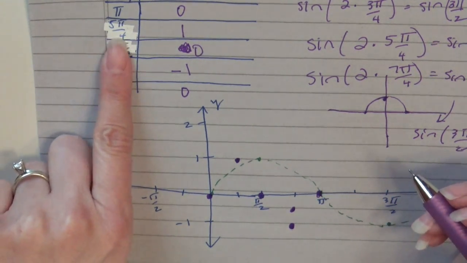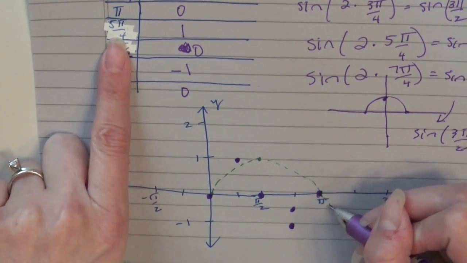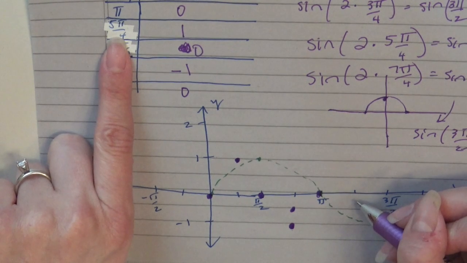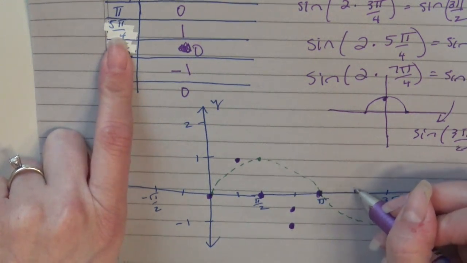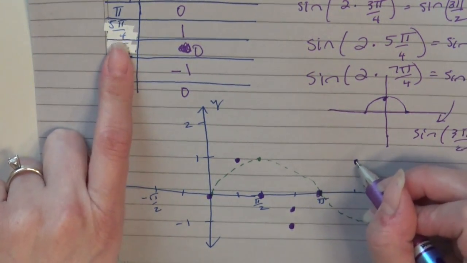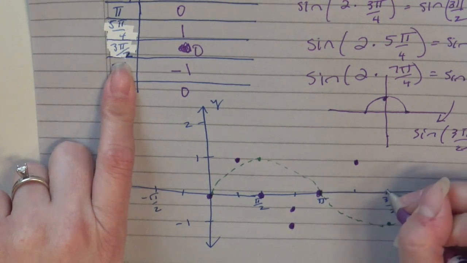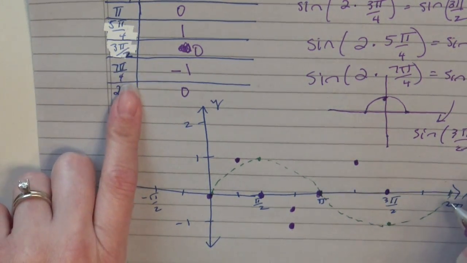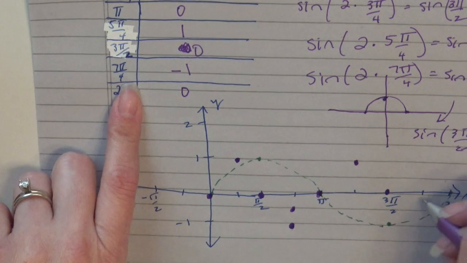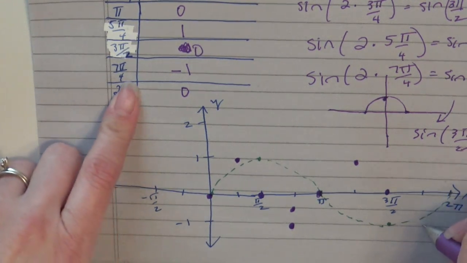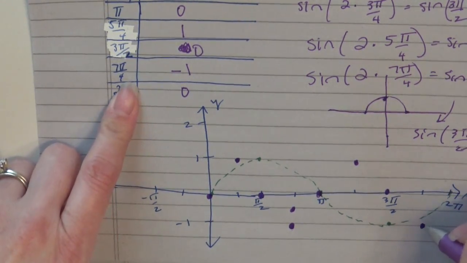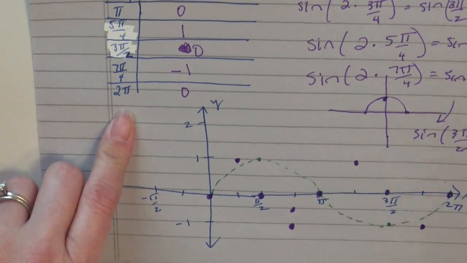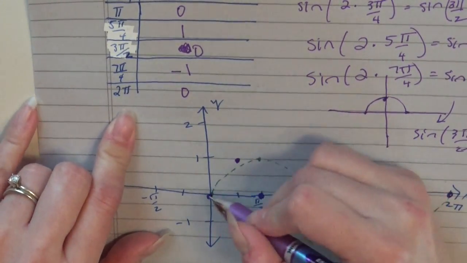Now we need to graph 5 pi over 4, so pi is 4 pi over 4, the next tick mark is 5 pi over 4. So 5 pi over 4 and 1. Then 3 pi over 2 and 0. And then 7 pi over 4, that's one space before you get to 2 pi, and the negative 1 here. And then 2 pi, 0. Okay, so now we can connect our dots with smooth curves.